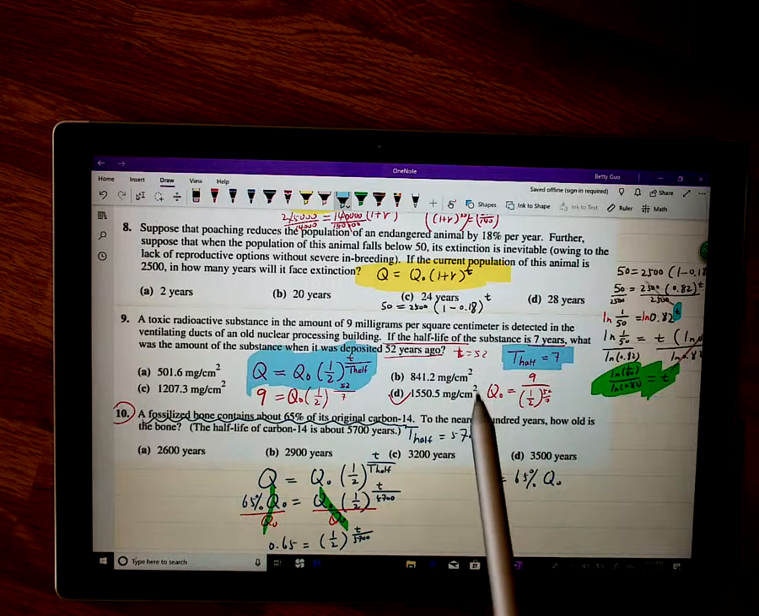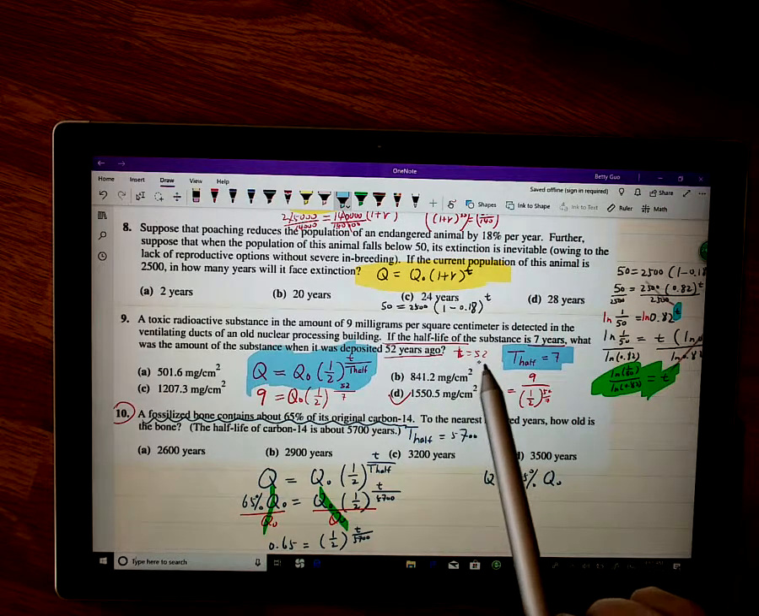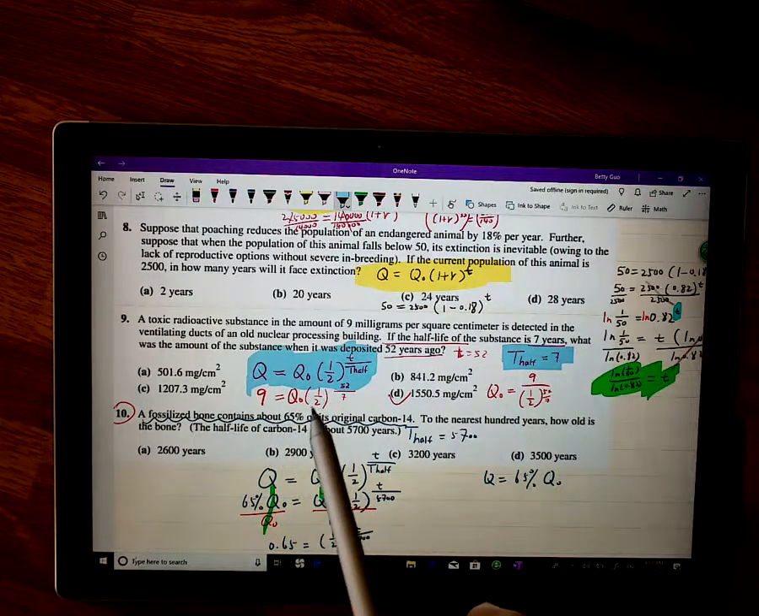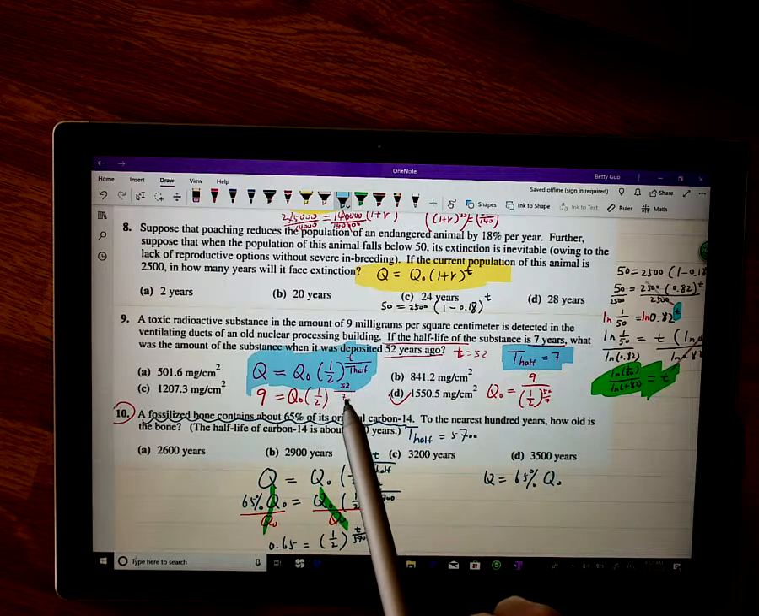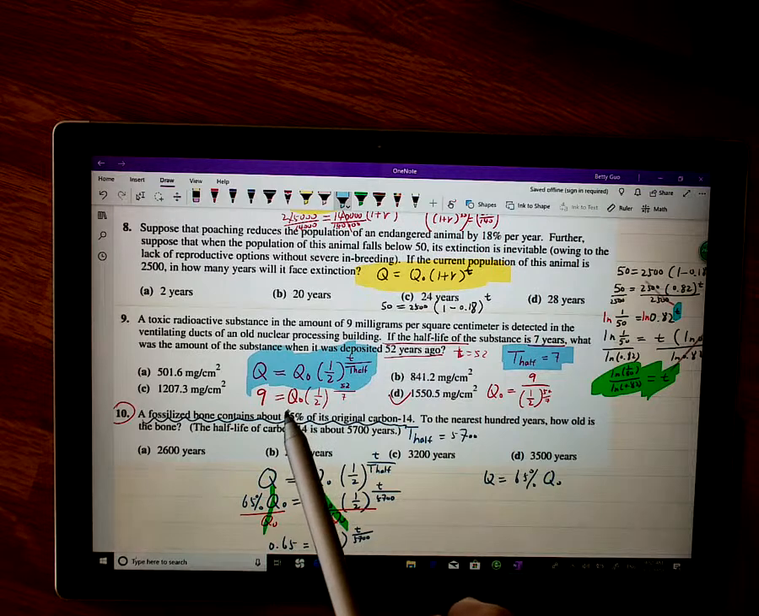52 years, right? In the beginning, that is 52 years ago. We consider from 52 years ago until right now. So the time in years, that is 52. So you see, we have this formula, we have all the known values. Q equals 9, T equals 52, T half equals 7, and the only unknown is Q sub 0.